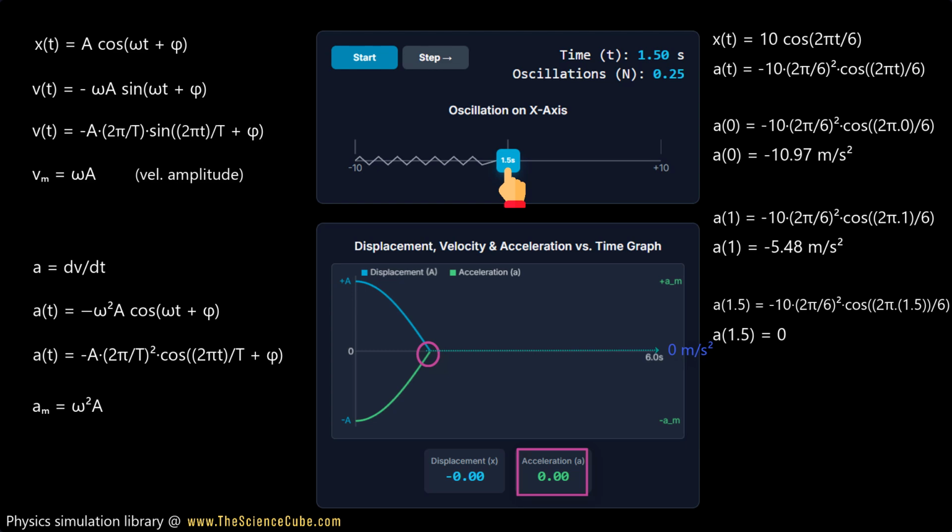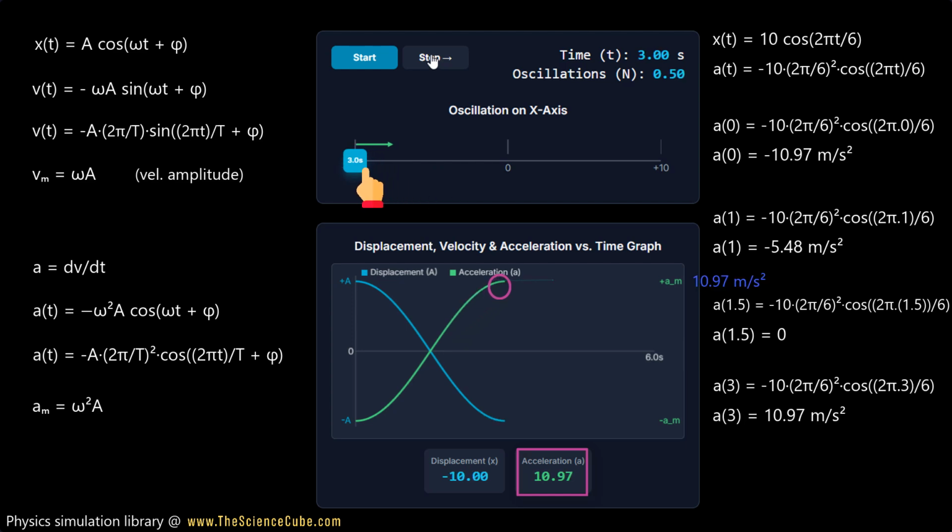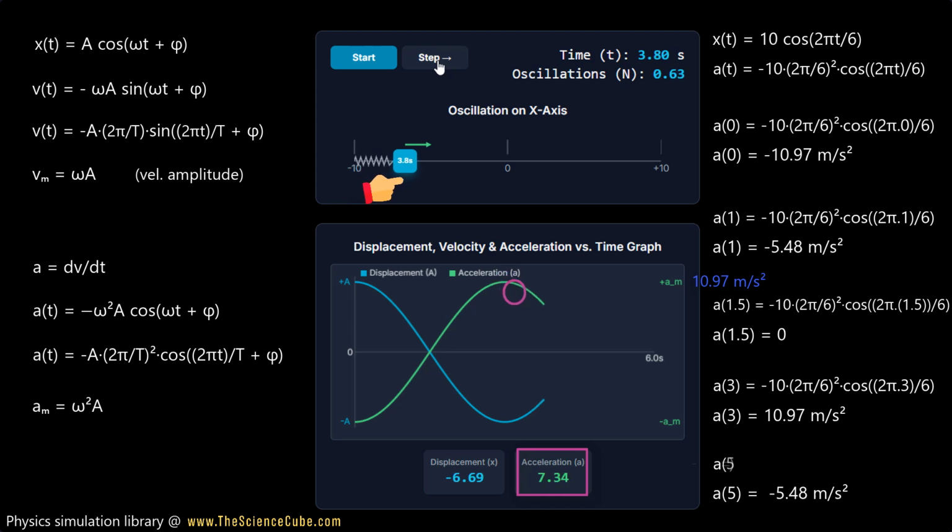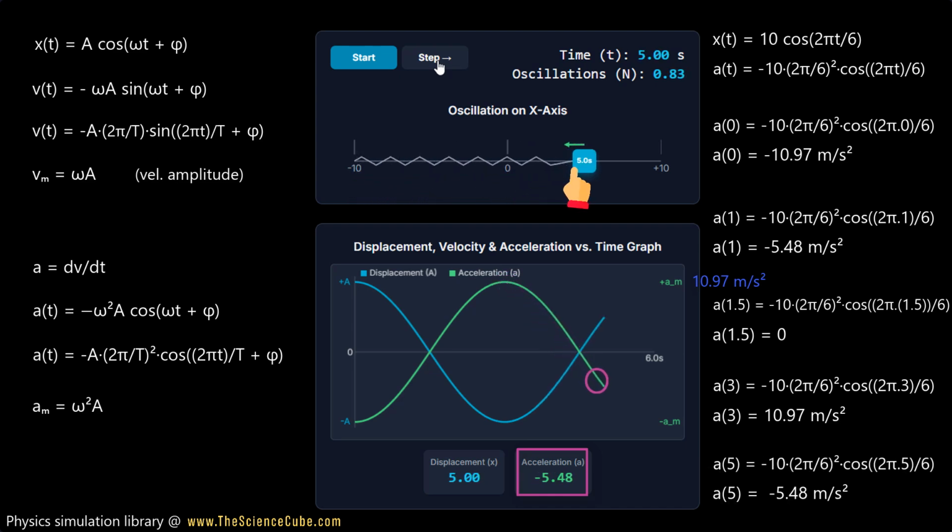Let us now calculate the acceleration at t = 3 seconds and we find this equals +10.97 meters per second square. That seems very correct considering that now the mass is at extreme left where maximum force is acting in this direction. At t = 5 seconds, we find acceleration is equal to -5.48 meters per second square, and this also seems in place considering now the spring is in a stretched position and is being pulled in this direction. That is, the force is in this direction and therefore the acceleration should also act in this direction.